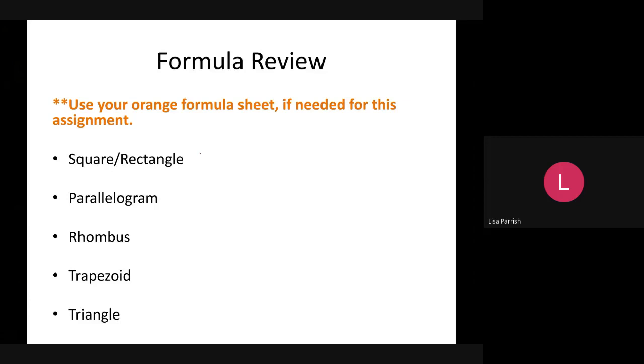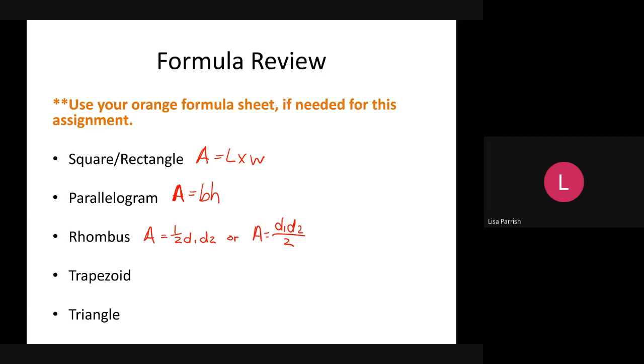If you remember, square and rectangle have the same formula, which is area equals length times width. Parallelogram has a pretty simple formula, which is area equals base times height. The rhombus had two that you could choose from. You could do 1/2 times diagonal 1 times diagonal 2, or you could do area equals diagonal 1 times diagonal 2 divided by 2. So you could use either formula on that.